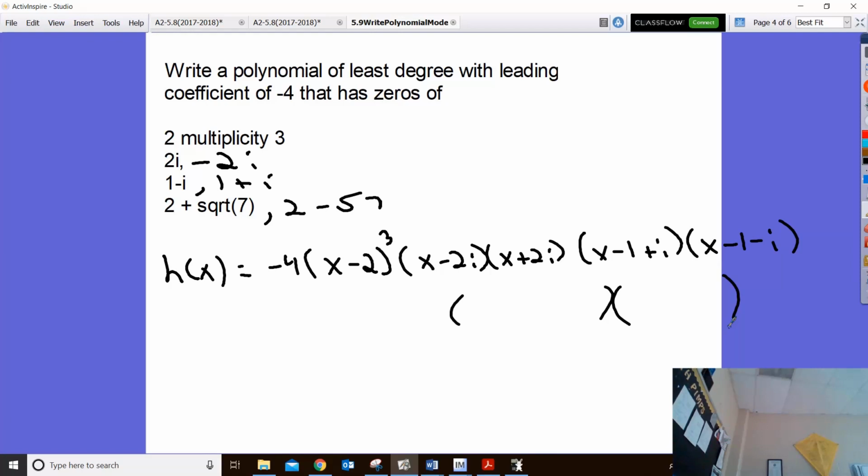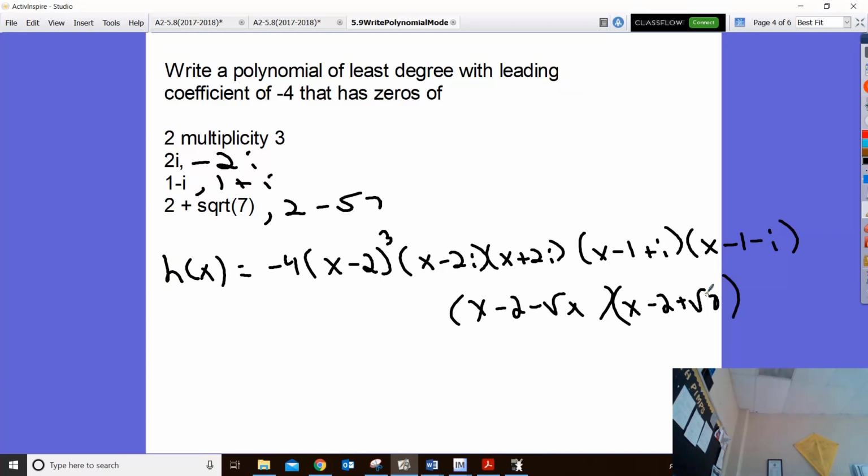X minus 2 minus square root of 7. And the last one. X minus 2 plus square root of 7. Now, next year, the course you take would actually want you to put that all together. It's not that long. It's like 10 minutes here, later. We need to get it all together. Put it in standard form.